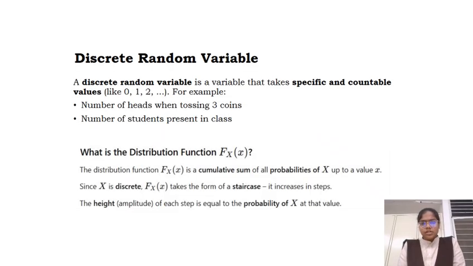In these discrete random variables, a discrete random variable is a variable that takes specific and countable values like 0, 1, 2, and so on. For example, number of heads when tossing three coins, number of students present in class. What is probability distribution function? F_X(x). The distribution function F_X(x) is a cumulative sum of all probabilities of x up to a value x.